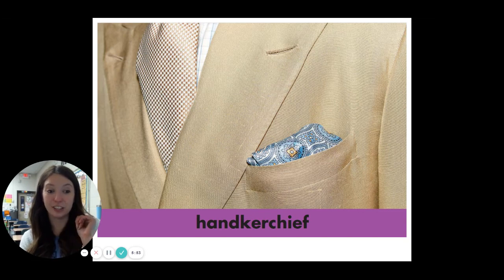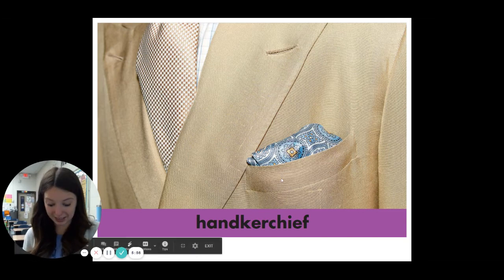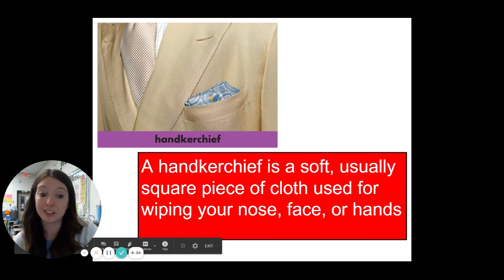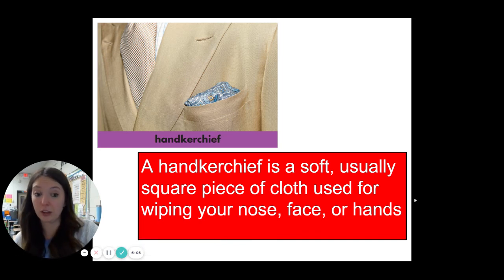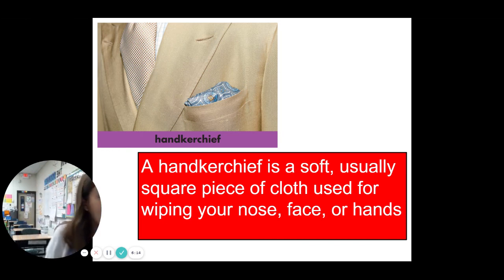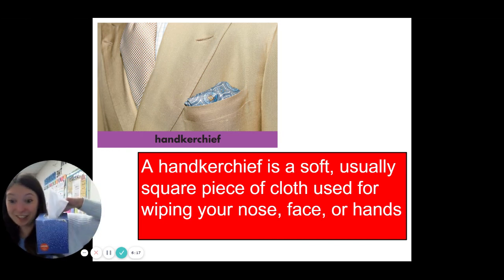Handkerchief. So you can see in this man's pocket, he has a handkerchief. So the man has a blue silk handkerchief in his pocket. A handkerchief is a soft, usually square piece of cloth that is used for wiping your nose, your face, or your hands. To be honest with you, people don't use them very much anymore, but they used to be really popular. Nowadays, we have these.